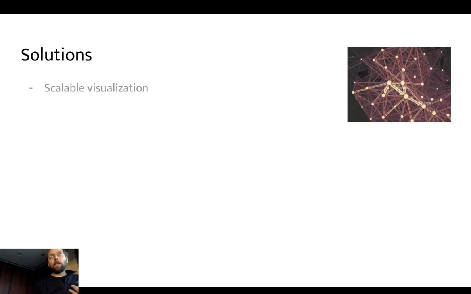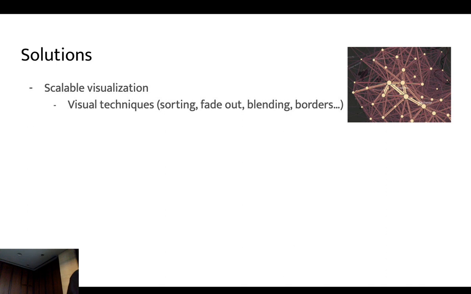And the solutions go into multiple dimensions. One thing is the visual techniques. We apply lots of small techniques in order for the flow maps to be readable. We sort the arrows so that the largest are at the top. We fade the colors out so that the smaller are almost invisible. We use blending instead of transparency, so that the underlying map is still readable, even if you have thousands of overlapping arrows. We draw borders around the arrows so that they are not making one huge blob of one color.